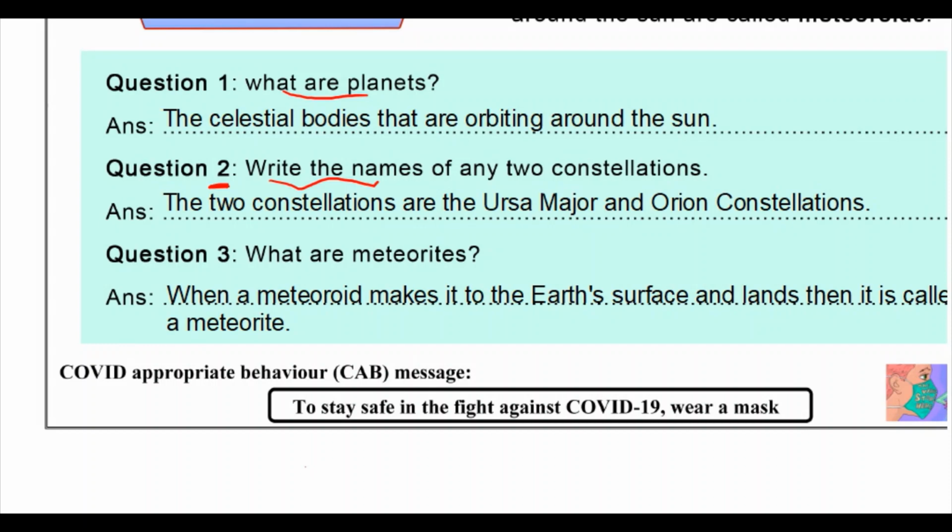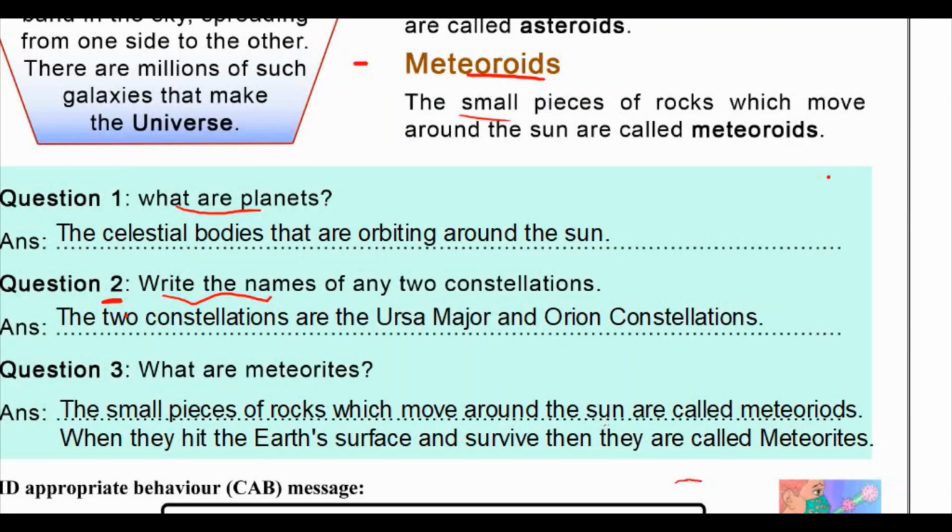Okay, now see question number 3 here. So now friends, let us see question number 3. What are meteoroids? So the answer to this is: the small pieces of rocks which move around the sun are called meteoroids. When they hit the earth's surface and survive, then they are called meteorites. So when the meteoroids, which are small pieces of rocks which move around the sun, hit our earth's surface and survive, then they are known as meteorites.